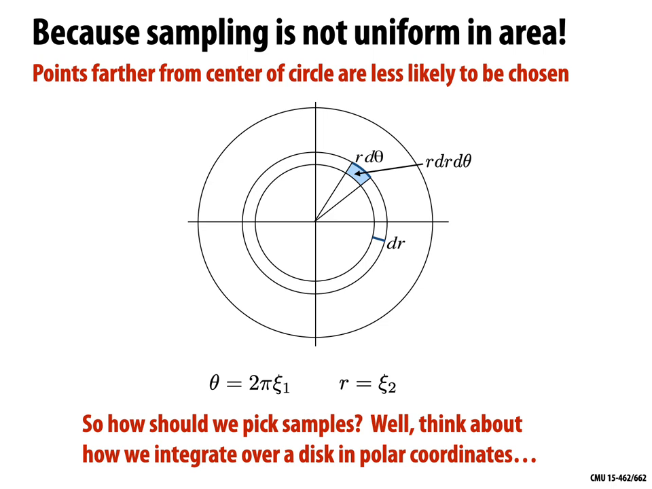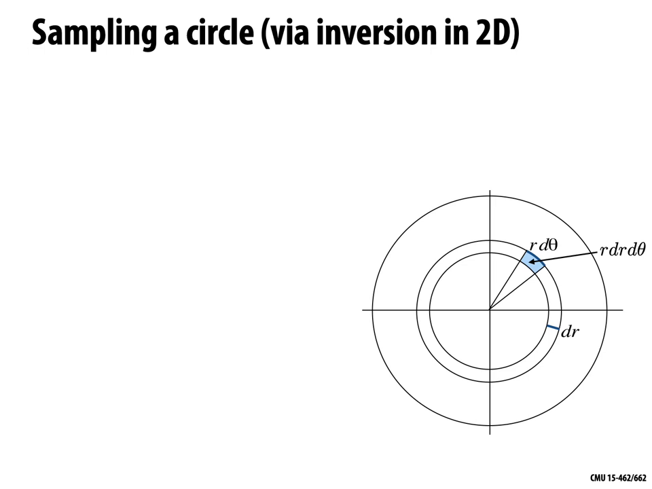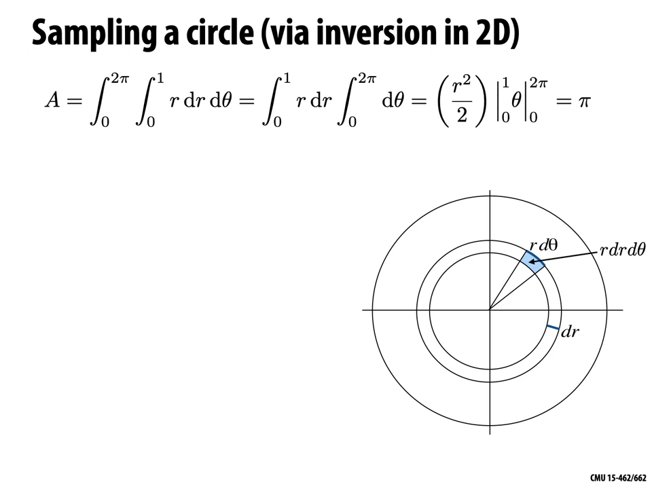Okay, here's one way to do it. As I said, we can do this using the inversion method. So we can go through the whole exercise of saying, okay, the area of the disk is the integral from 0 to 2 pi of the integral from 0 to 1 of r dr d theta, which is the integral from 0 to 1 of r dr times the integral from 0 to 2 pi of d theta, which is equal to r squared over 2 from 0 to 1 times theta from 0 to 2 pi, which is equal to pi, okay. So our probability density should be something like r over pi, right? So that we integrate to 1 instead of area.